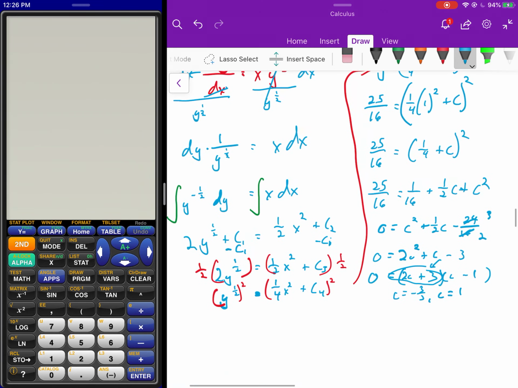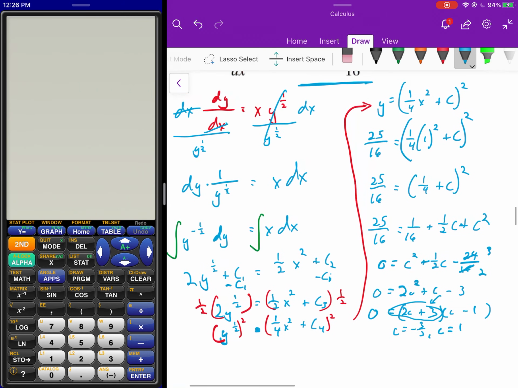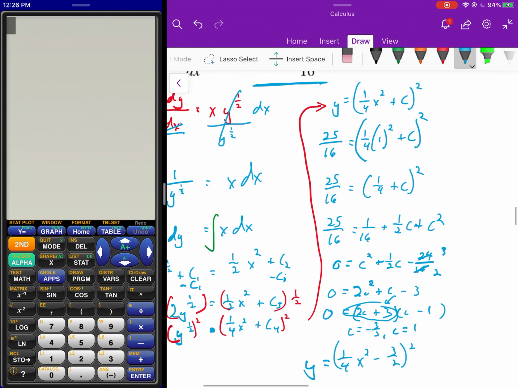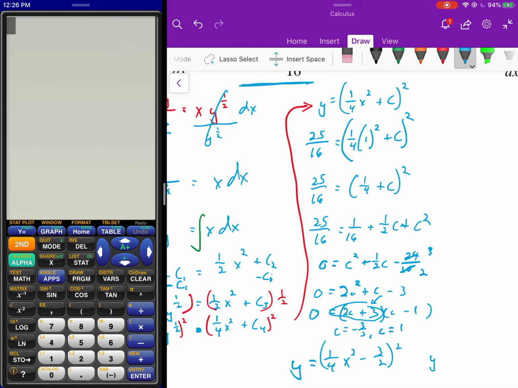And so finally, our answer, we want to put these c values in. y equals 1/4 x squared plus 3/2 squared is one solution. Or we could have y equals 1/4 x squared plus 1, and that whole thing squared.